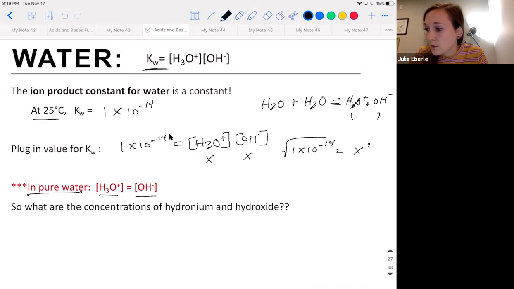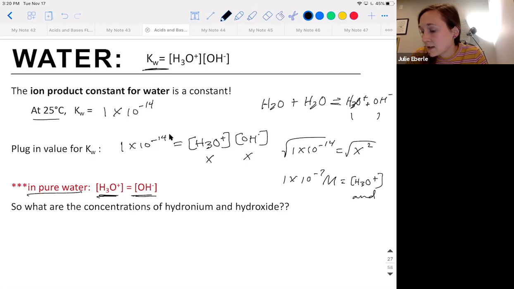Well, you just take the square root of both sides and you find that 1 times 10 to the minus 7, here it's molarity because we do have units, since we're now talking about a concentration of these ions, is going to be the concentration of H3O plus and separately the concentration of OH minus. They have the same value, 1 times 10 to the minus 7 molar, which is still a really small number. Okay, so not very much of this is happening in solution.